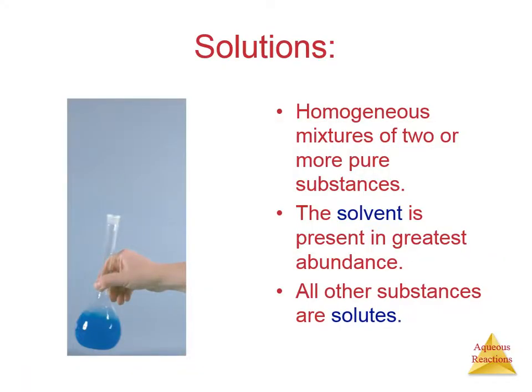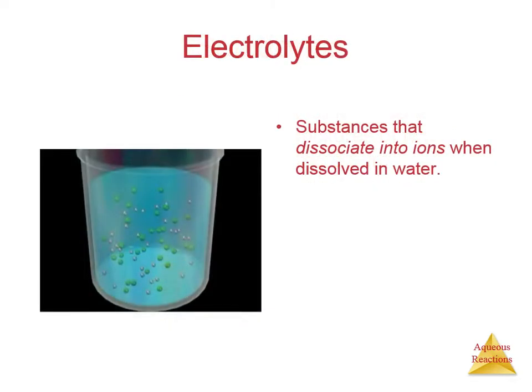All right, so solvent versus solute. An electrolyte is something that allows electricity to be conducted in a solution. In order for electricity to be conducted, for electrical current to flow, you've got to have ions in the solution.